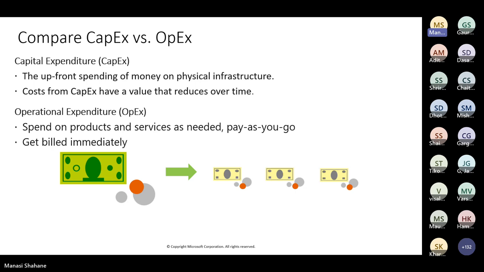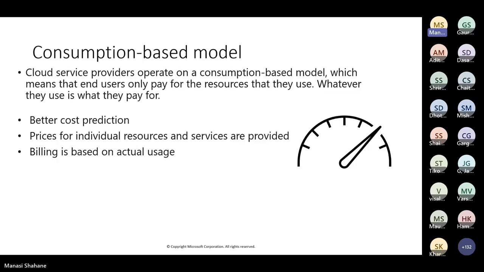But if you are using a cloud, let's say Azure or AWS, they go for something called a consumption-based model. Consumption means how much you use, and for how long you use the resource, you will be billed for that. This is almost similar to the OpEx. You don't have to worry about the CapEx, but you have to pay for the resources that you use, for the time you use them. It's like your electricity bill that you get on a monthly basis, correct? It's the same thing.